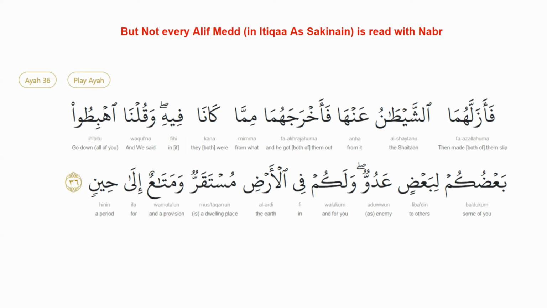So the fifth condition of Nabr is only required in three different words in specific locations in the Quran. In Surah Al-A'raf, ayah number 22, ذَاقَ الشَّجَرَةَ. In Surah Yusuf, ayah number 25, وَاسْتَبَقَ الْبَابَ. And Surah Namal, ayah number 15, وَقَالَ الْحَمْدُ لِلَّهِ. And these are the only three places where we need to apply the fifth condition of Nabr.